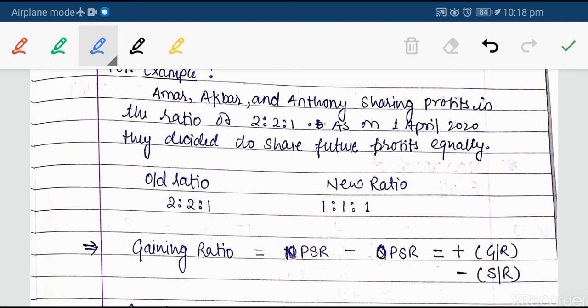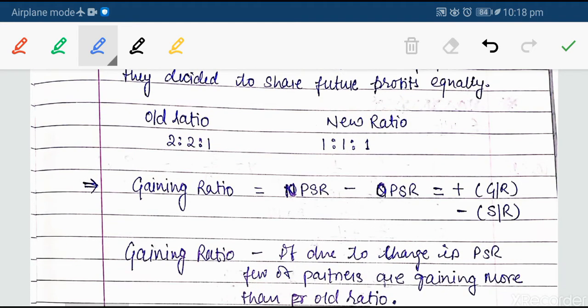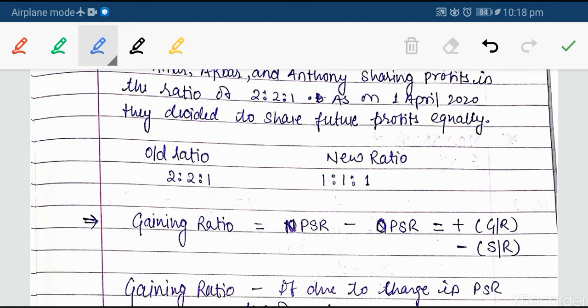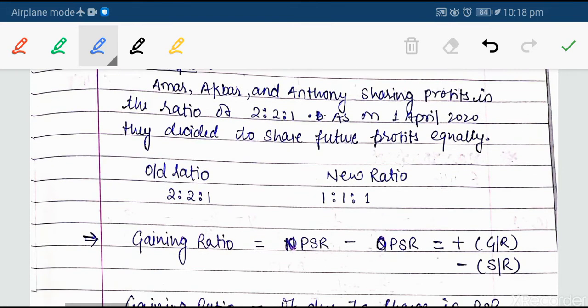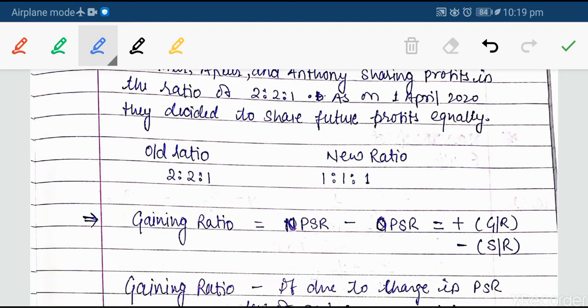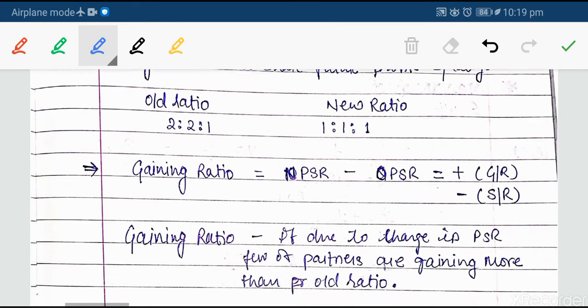So there may be some partners who gain from this change, and some partners who sacrifice. Those partners who gain from this change in profit sharing ratio are known as the gaining partners, and those who sacrifice their shares are known as the sacrificing partners. So we have to calculate the gaining ratio and sacrificing ratio.